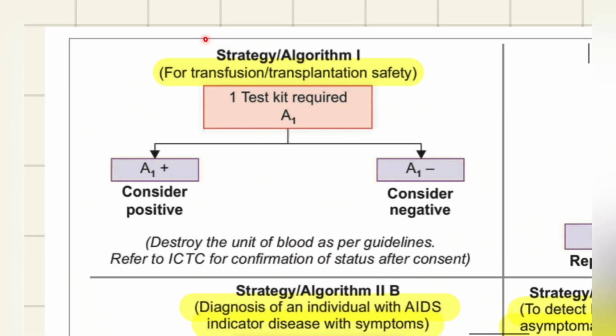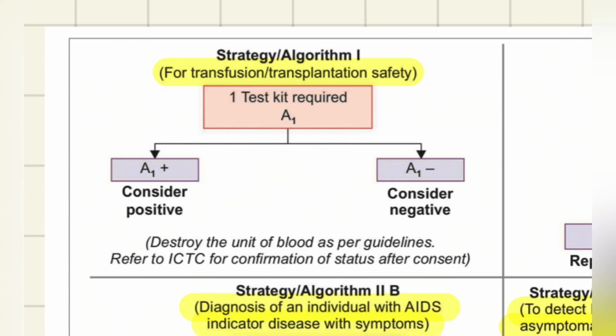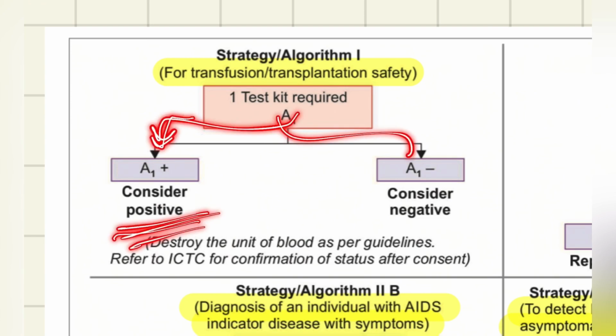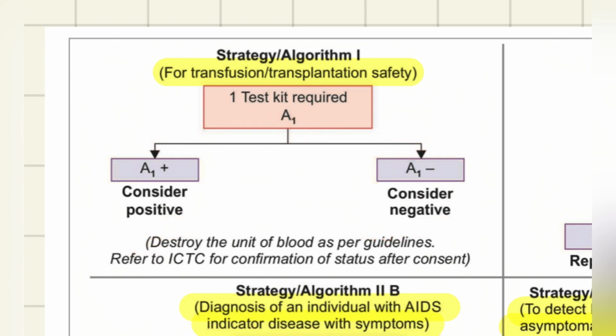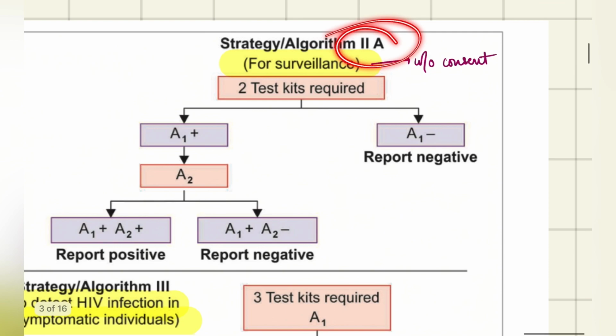First of all, let's talk about strategy or algorithm 1. This is for transfusion and transplantation safety. You get a blood bag. This is how you'll test for HIV. Only 1 test kit for HIV is required. If you get HIV positive, it's HIV; if the blood contains HIV virus, it's positive. If it's negative, it's considered negative. You discard and destroy the blood if it's positive, and if it's negative, you use it.